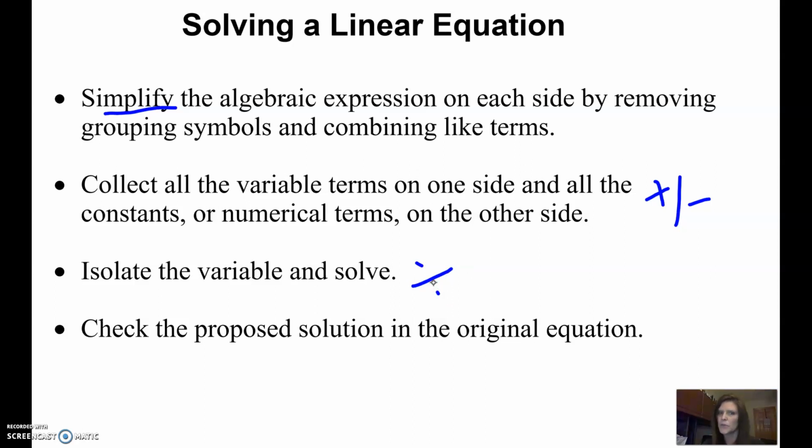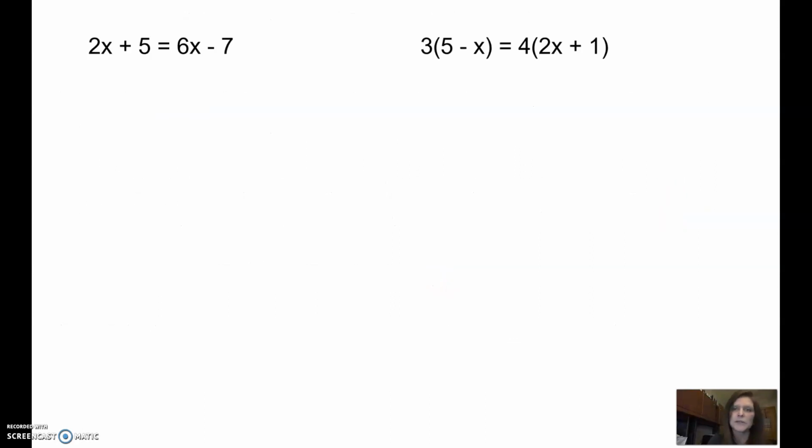The final step is important, especially when you're taking a high stakes assessment, so make sure you check your answer in the original equation before you did anything and make sure it really works. Now let's try a couple examples. Okay, first one here, 2x plus 5 equals 6x minus 7.